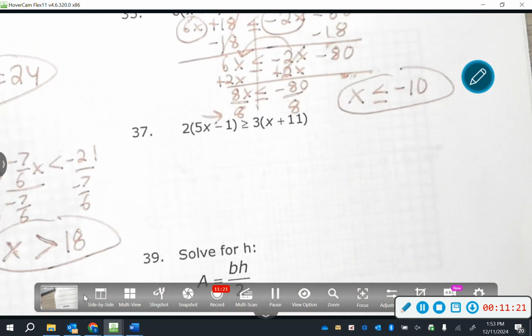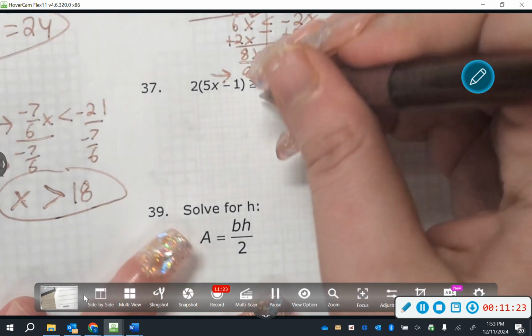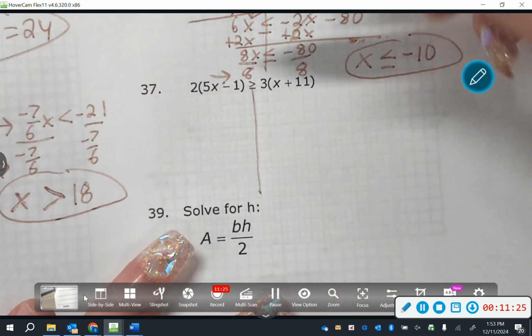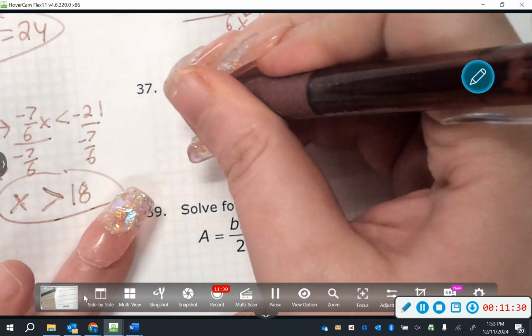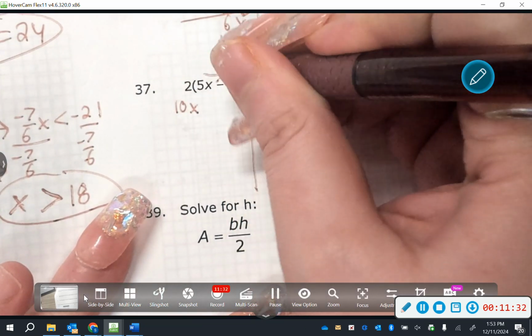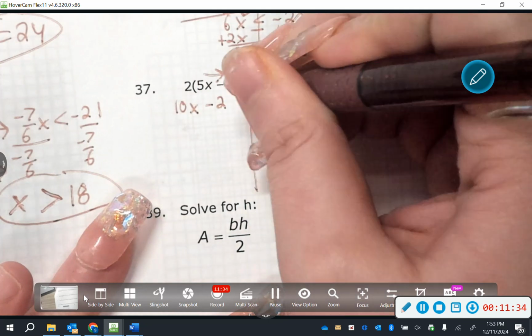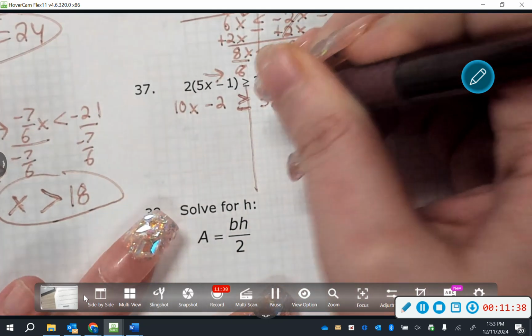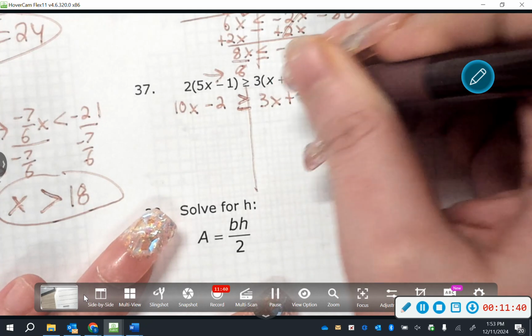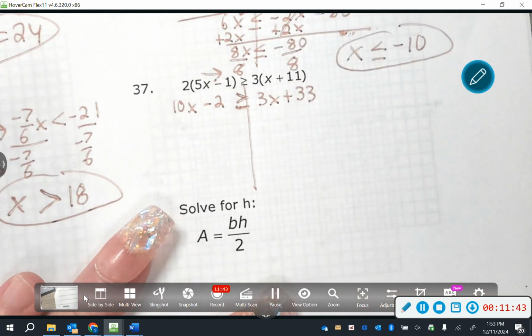All right, sliding over to 37, line of balance. First thing I'm going to do is multiply so I can get rid of those parentheses. 2 times 5 is 10x. 2 times -1 is -2. Is greater than or equal to 3 times x is 3x. 3 times 11 is plus 33.